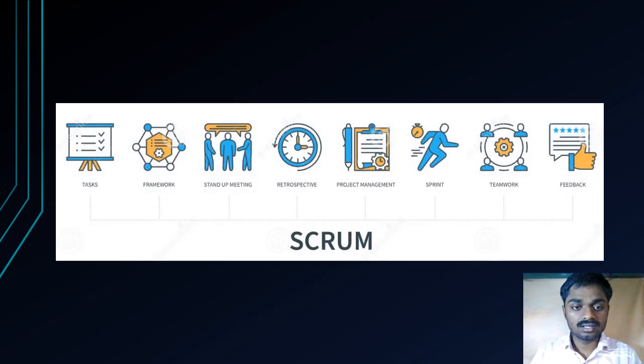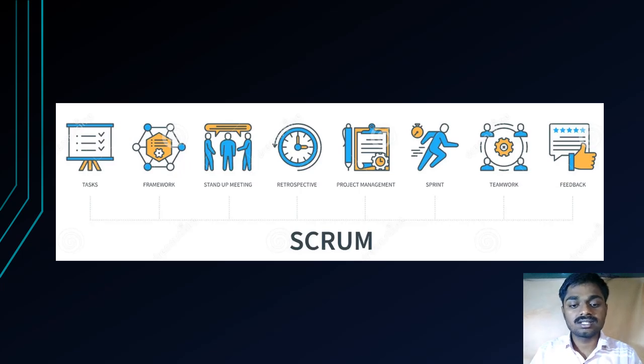And let's see about the few steps that will follow in the Scrum framework. In the Scrum framework, there will be tasks, framework, stand-up meeting, retrospective, project management, sprint, teamwork, and feedback. Let's see all the steps and what will be done in these steps. Firstly, tasks. Scrum involves breaking down large projects into smaller manageable tasks that can be completed within a sprint.